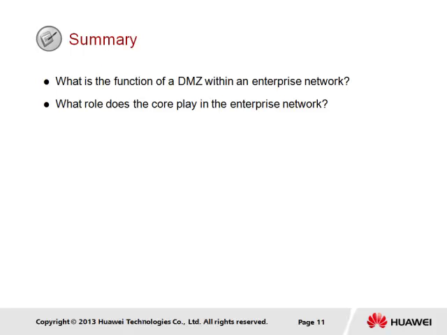What role does the core play in the enterprise network? The core network is concerned solely with high-speed forwarding of traffic between the subdomains of the network. As such, we generally find the core is supported by high-end devices that support high-speed switching.